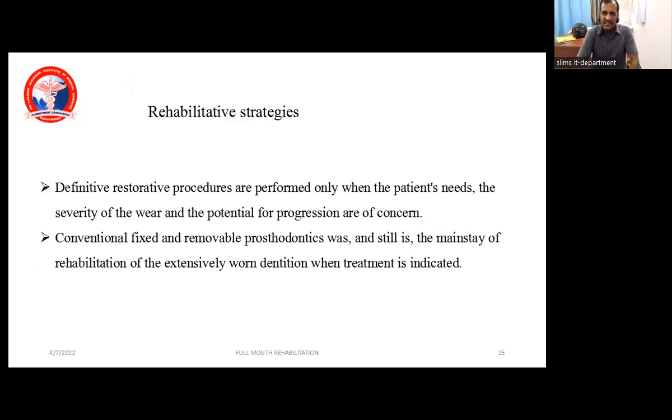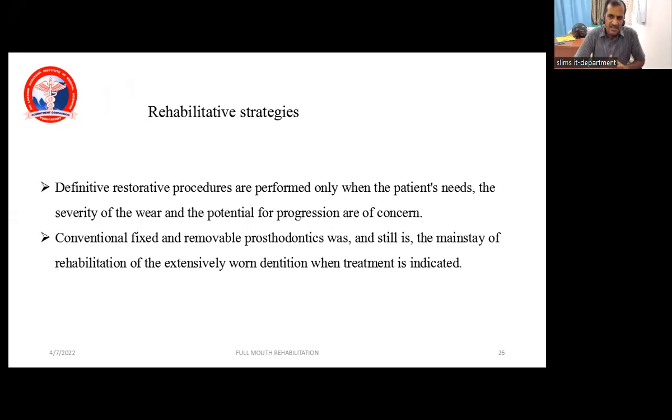Now, as I said earlier, observation, monitoring, and palliative strategies are very, very important when you want to think about the success of this rehabilitation. The real success of the treatment depends on how the clinician evaluates the pathology first. That is the trump card for the success of your treatment. The definitive restorative procedures can be performed when the patient needs, considering the severity of the wear and the potential for progression, which is of great concern.